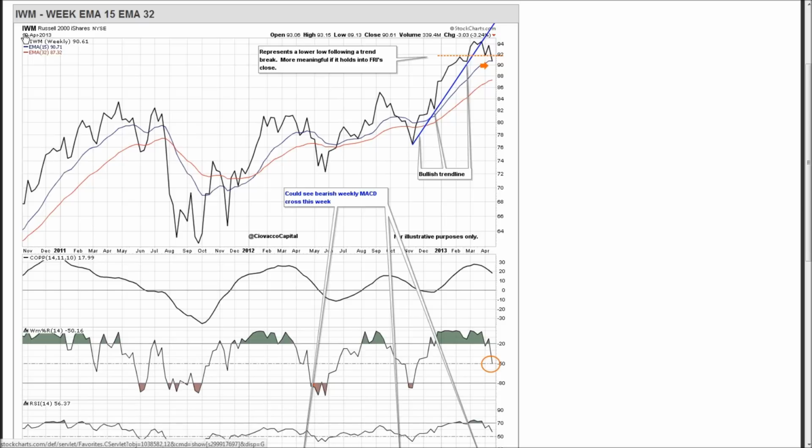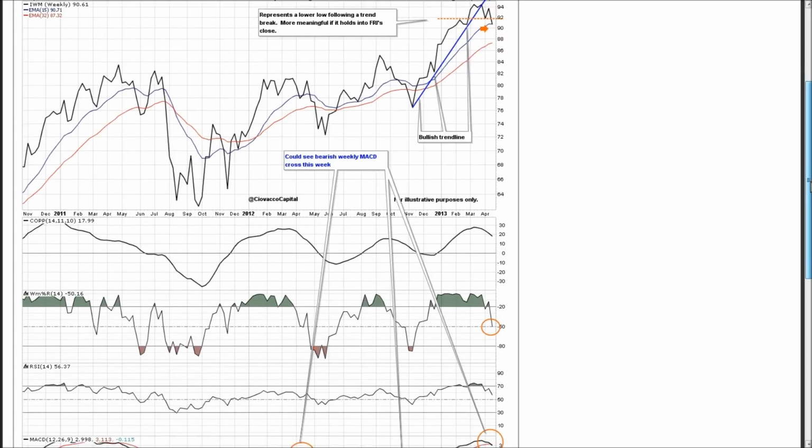This is a weekly chart of IWM, the Russell 2000 Small Cap ETF. You can see here, this is a weekly upward sloping trend line that was broken here. After the break, now this week we made a lower low. So you have step one, break of a trend line. Then you've got a lower high relative to this high. And now we've made a lower low. All things being equal, this is negative for small cap stocks as well as risk in general.